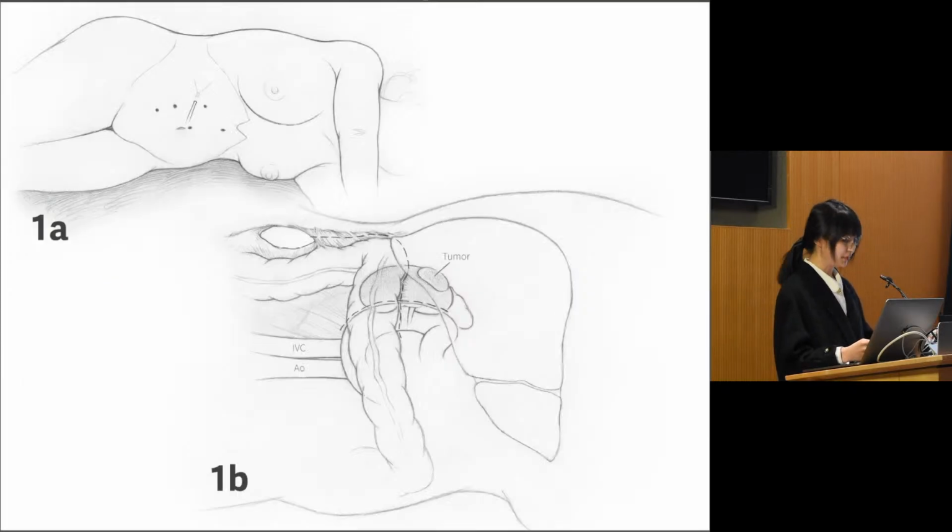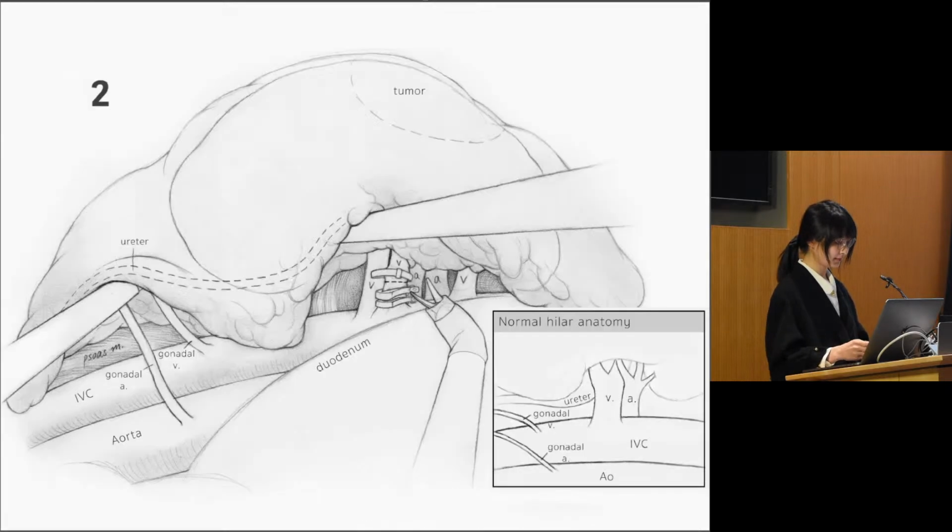In this case, a renal mass is observed on the anterior upper pole of the right kidney. Figure 1A shows the position of the patient, highlighting the ports' placement. Figure 1B depicts the location of the tumor with dashed lines representing the dissection performed to expose the right kidney. In Figure 2, the renal hilum is exposed. A vascular variation at the hilum is observed, which involves 3 renal veins and 2 renal arteries. The normal hilar anatomy is shown in the inset on the bottom right.